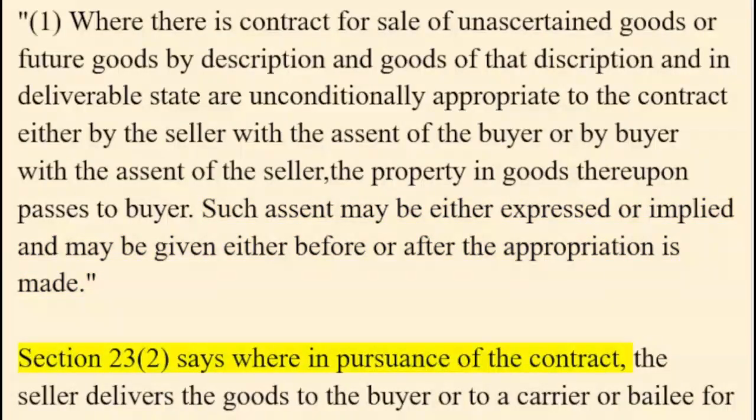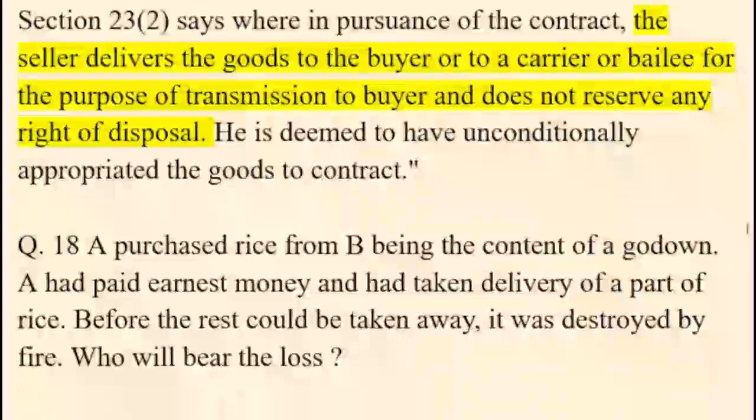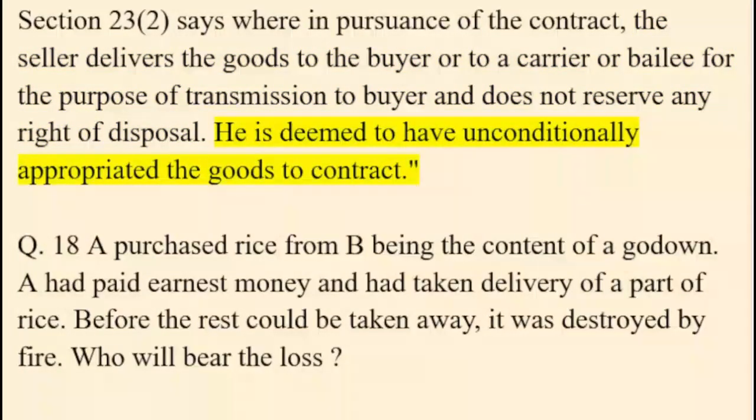Section 23(2) says where in pursuance of the contract, the seller delivers the goods to the buyer or to a carrier or bailee for the purpose of transmission to the buyer and does not reserve any right of disposal, he is deemed to have unconditionally appropriated the goods to the contract.